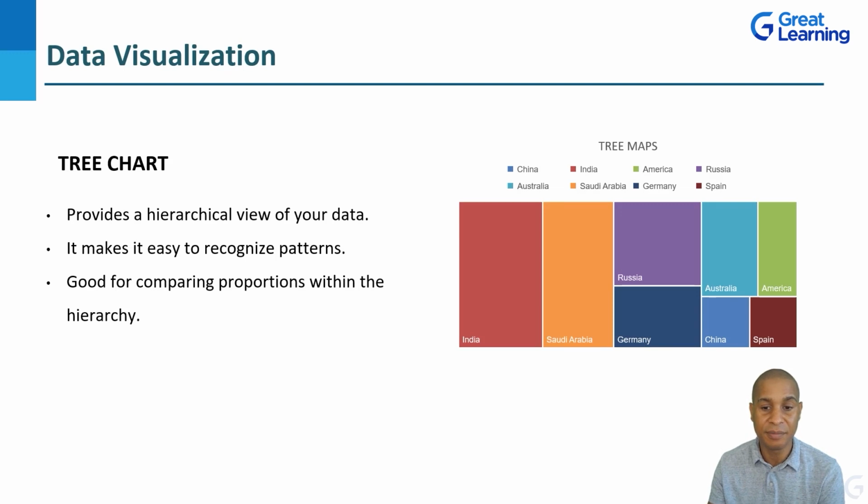Tree charts. Tree charts provide a hierarchical view of your data. It makes it easy to recognize patterns by giving you the ability to see the size compared to each other. It's good for comparing proportions within the hierarchy. For example, if we look at this visual here, we can see that the biggest proportion is India, next to Saudi Arabia, and then Russia, Germany, and the hierarchy continues.